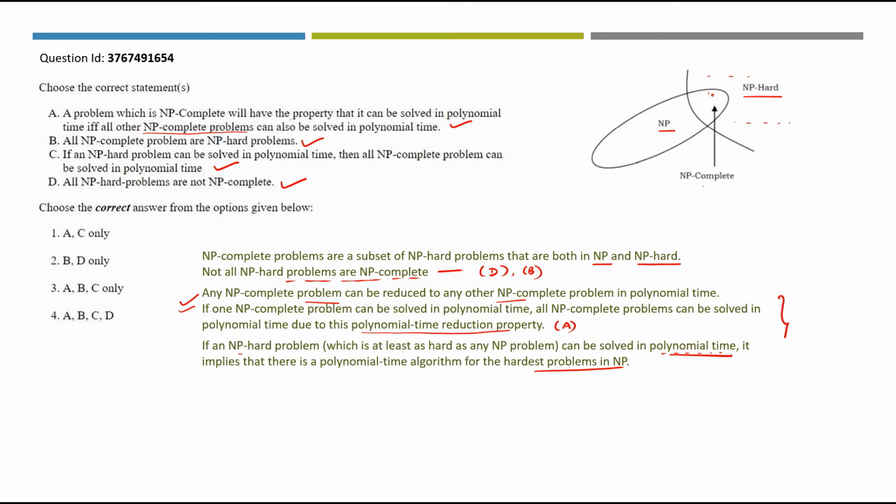You can take these 2 points into consideration to say C is true. So we know NP complete is a subset of NP hard. When you have an algorithm to solve them, definitely this can also be solved in polynomial time. All the 4 statements are true. So we are going with option number 4, A, B, C, D as the right answer.